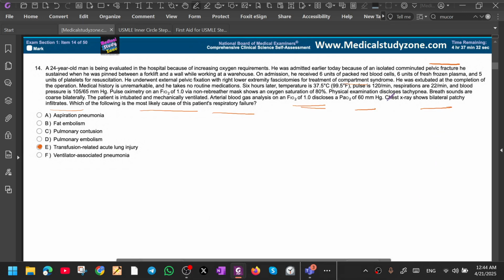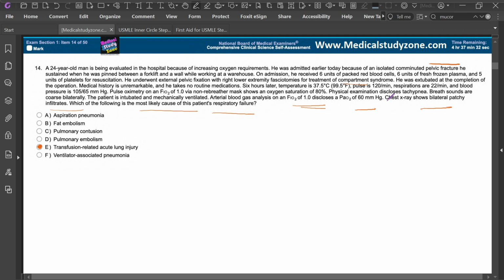A 24-year-old man is being evaluated in the hospital because of an increasing oxygen requirement.